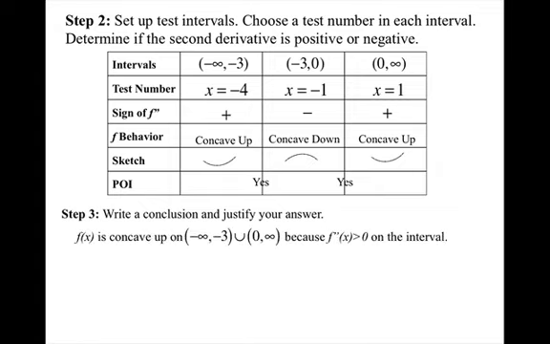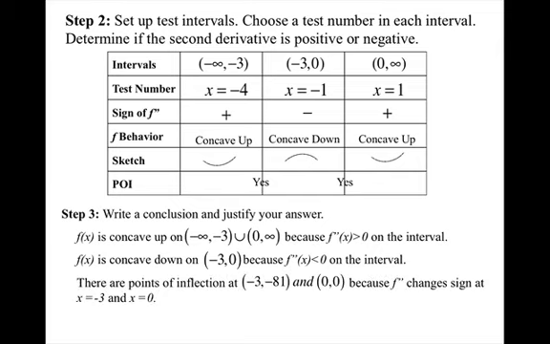So I would say that f of x is concave up on -infinity to -3, and from 0 to infinity, because f double prime is positive on the interval. F of x is concave down on -3 to 0, because f double prime is less than 0 on the interval. And there are points of inflection at (-3, -81) and (0, 0), because f double prime changes sign at x equals -3 and x equals 0.